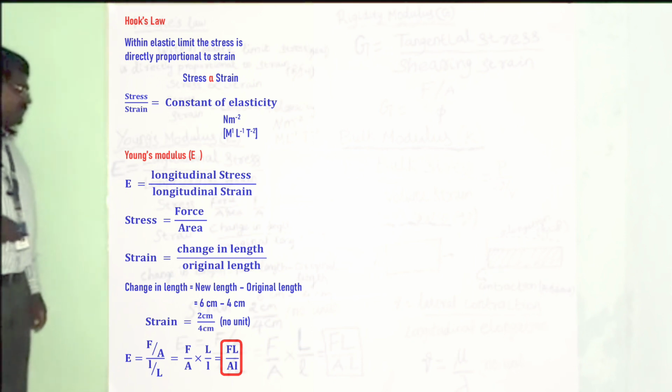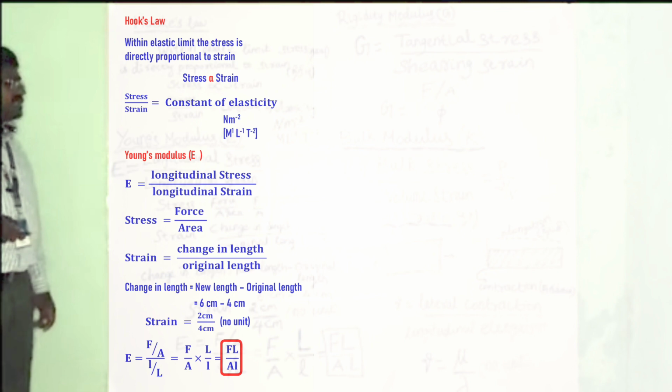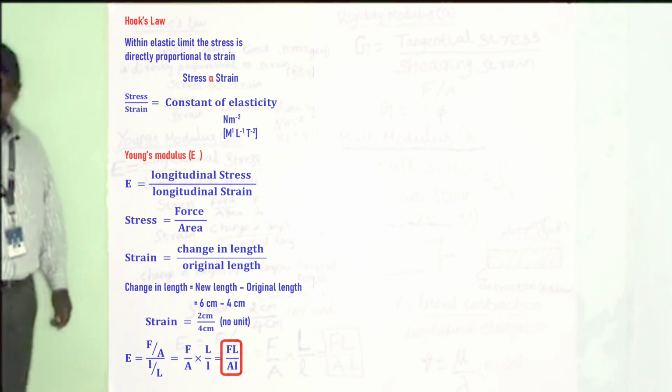What is the meaning of strain? Change in length by original length. So change in length is denoted as small l by capital L. How can we identify change in length? New length minus original length.